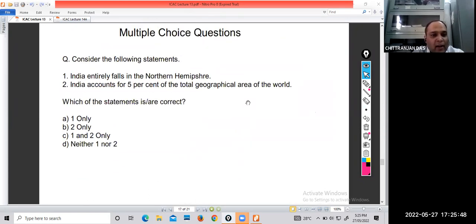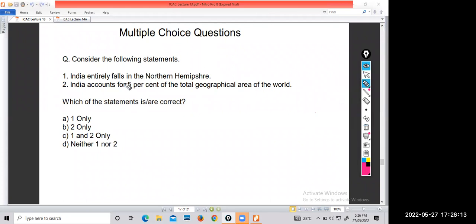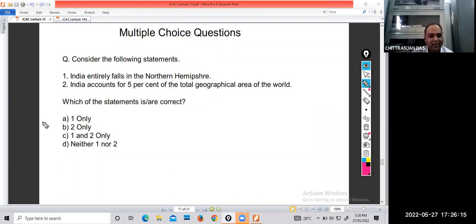Let us take two questions. Question number 1, you people have to answer. Consider the following statements. Statement 1: India entirely falls in the northern hemisphere. Second: India accounts for 5% of the total geographical area of the world. Which statement is true and which is false? Tell me. Only one is correct. Very good. Let us take another question.